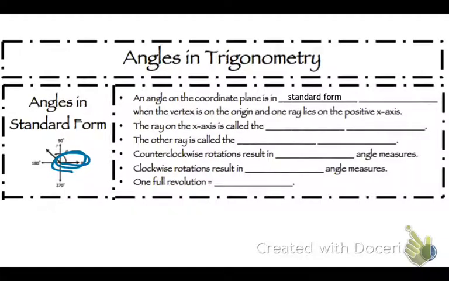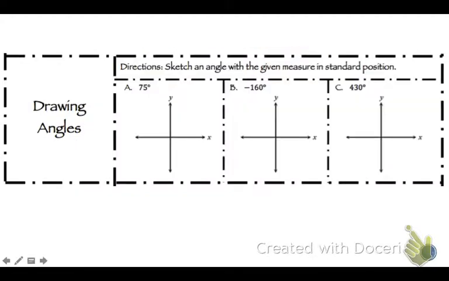Okay, the ray on the x-axis is called the initial side. The other ray is called the terminal side. And then counterclockwise rotations result in positive angle measures. Clockwise results in negative. And one full revolution is 360 degrees. Cool? So let's just get into drawing angles.